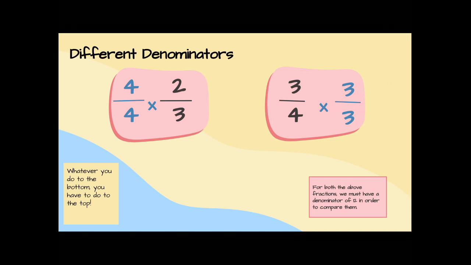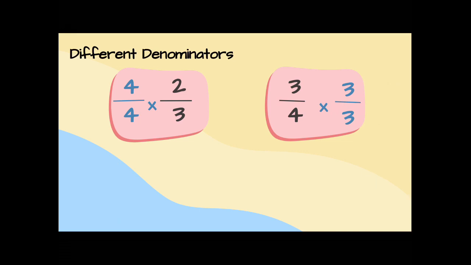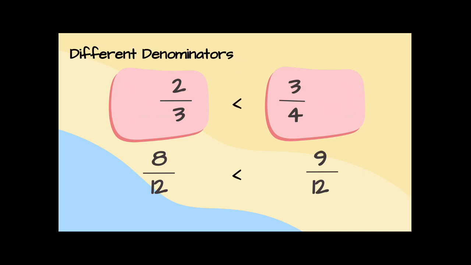So we're going to go ahead and multiply. 4 over 4 times 2 over 3 is 8 over 12, and 3 over 4 times 3 over 3 is 9 over 12. Now we can compare the numerators of these fractions, and since 8 is less than 9, 8 over 12 is less than 9 over 12, which means in our original problem, 2 over 3 is less than 3 over 4.